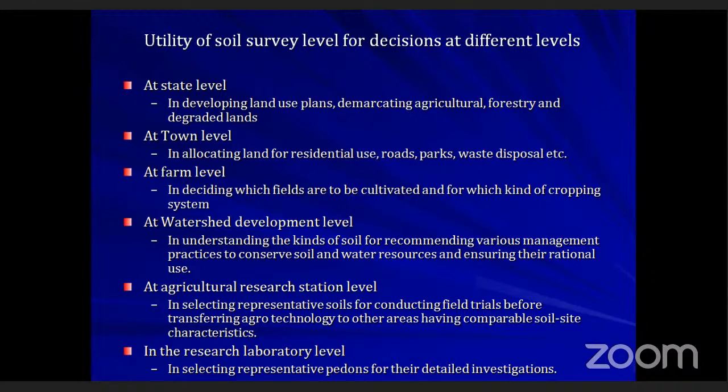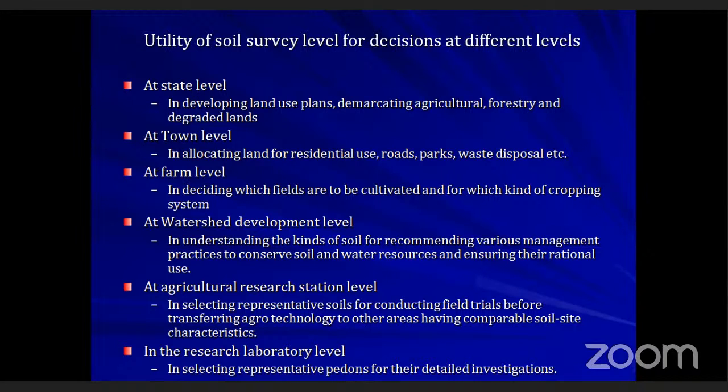For the town level, students, for towns like Hyderabad or Chennai, as we discussed in the past, like Chandigarh, they use soil survey for locating land for residential use, for roads, parks, waste disposal, etc.